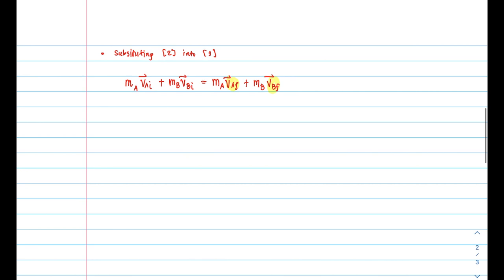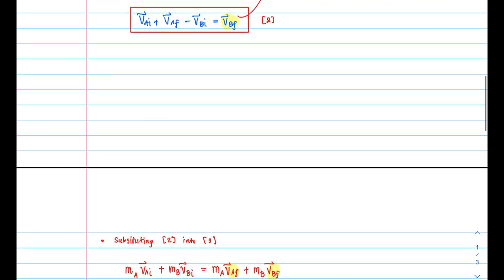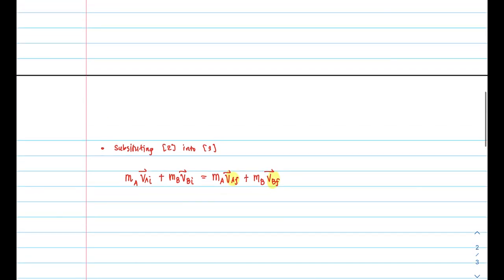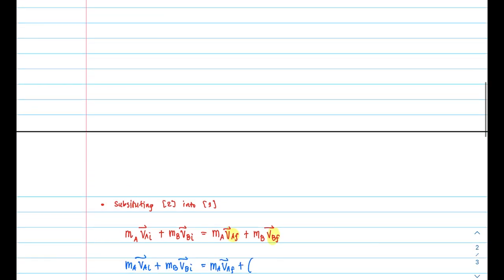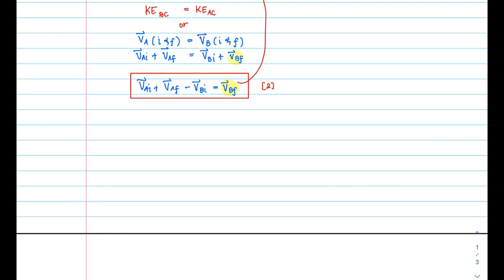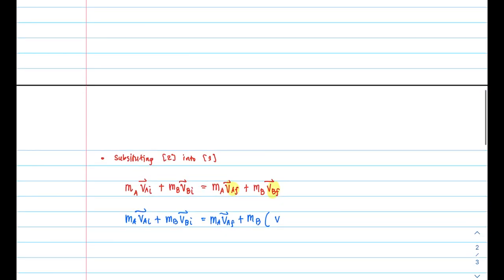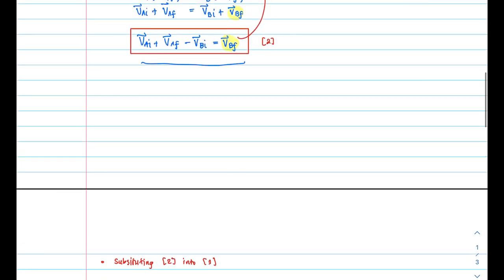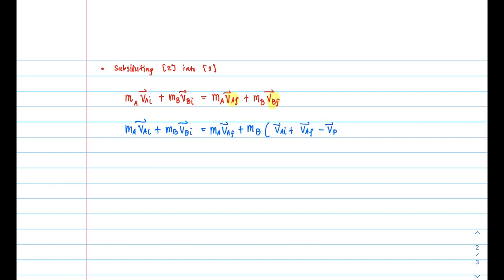All right. So from this is your equation 2, right? So I'm going to substitute the expression of VBF, which is your equation 2. So that will become MA VAI plus mass of B VBI is equal to mass of A VAF plus, so this is where I will do the substitution. I still have to write M sub B. And VBF is just VAI, this one over here, VAI plus VAF minus VBI.